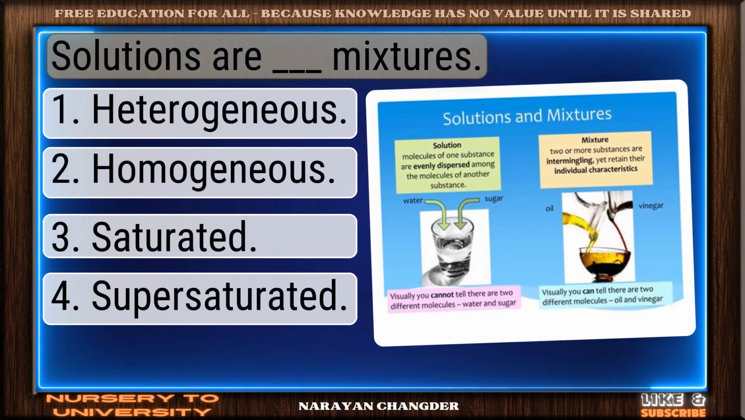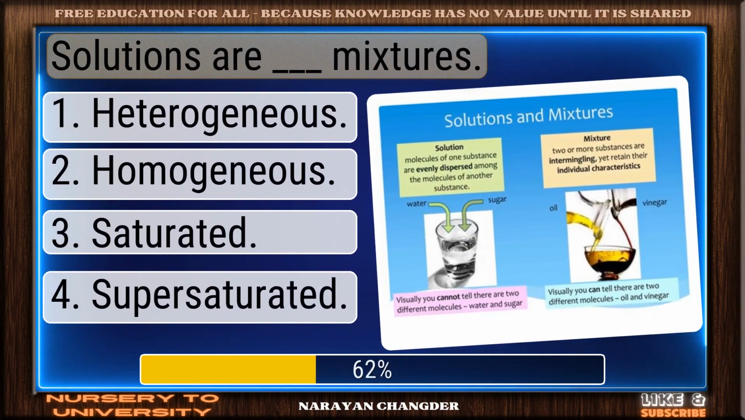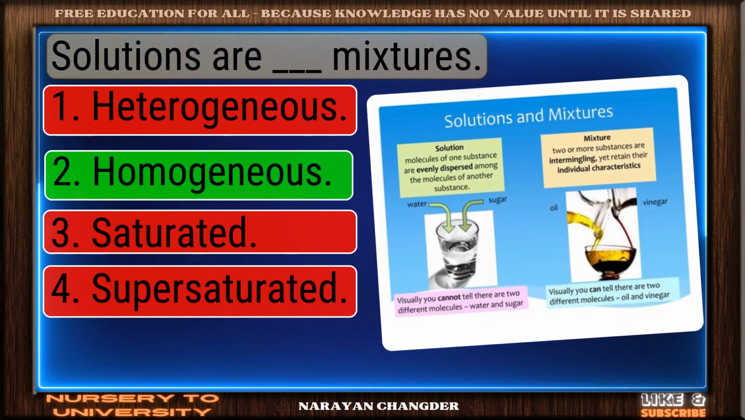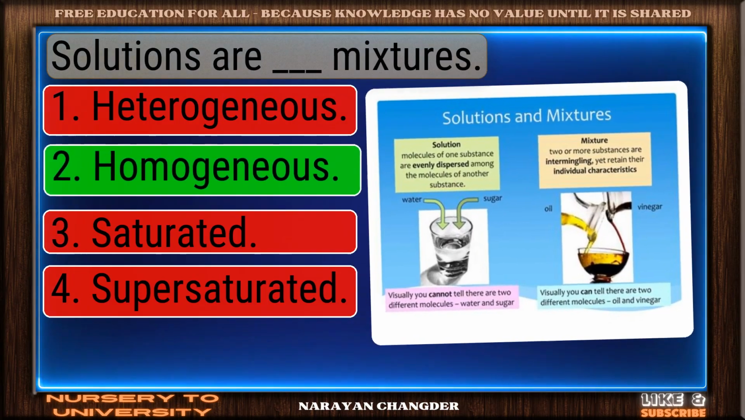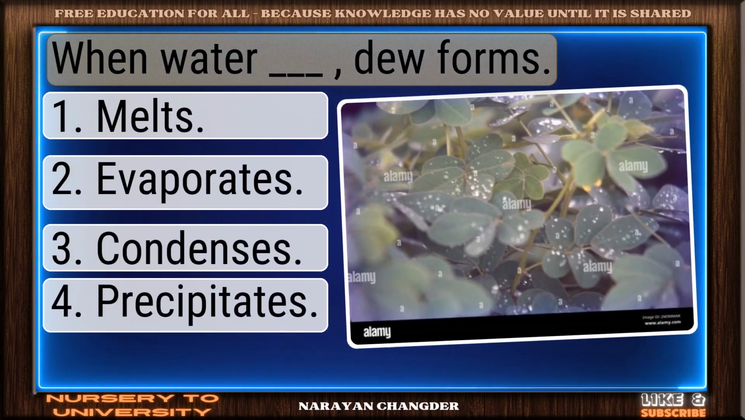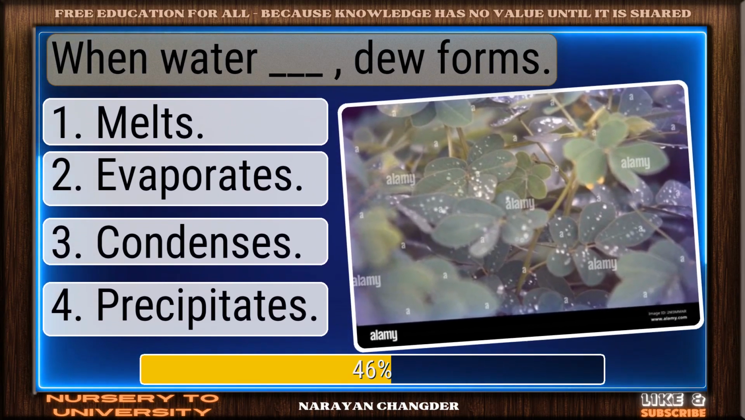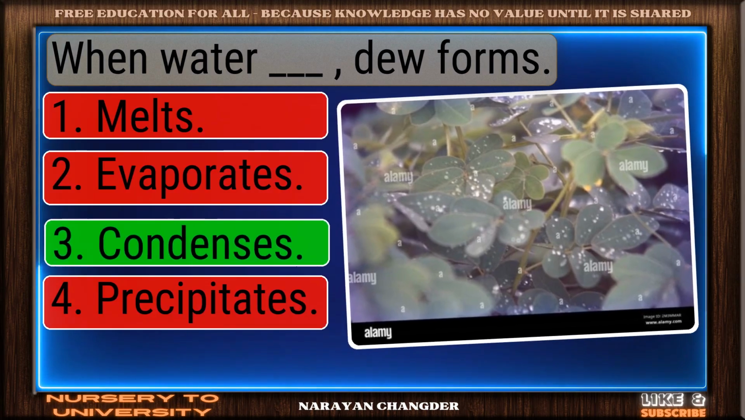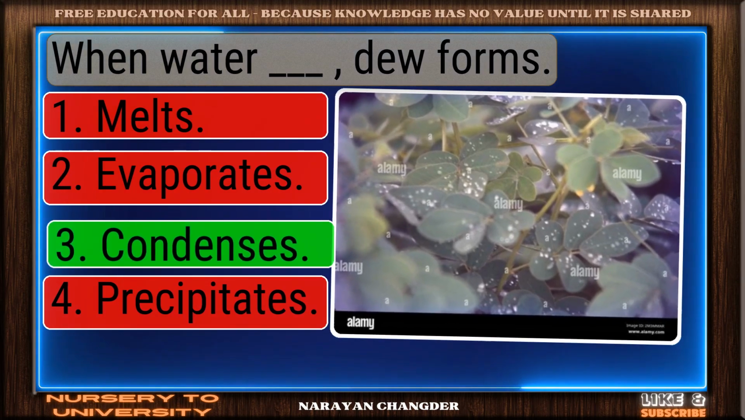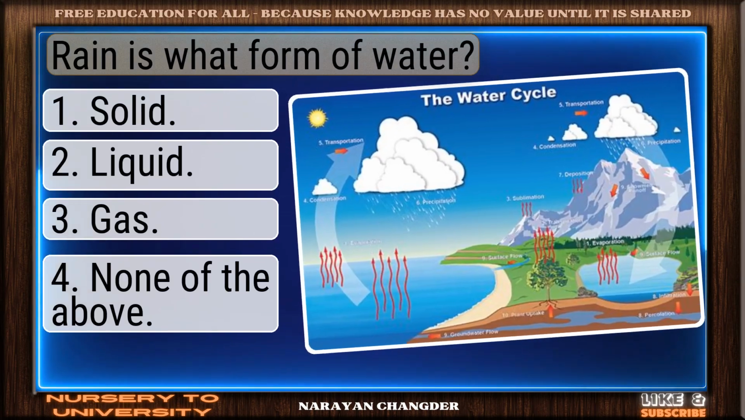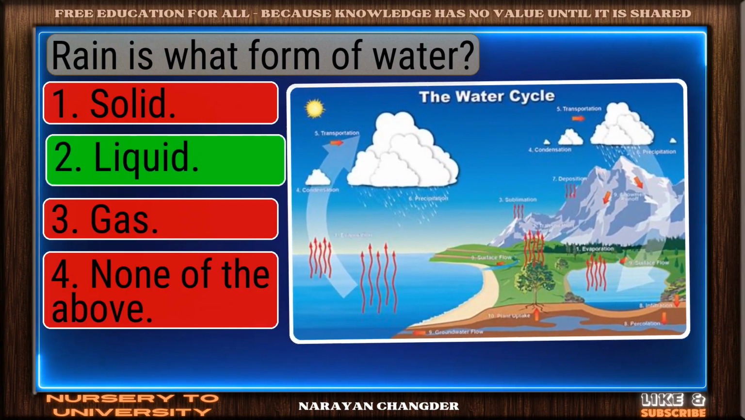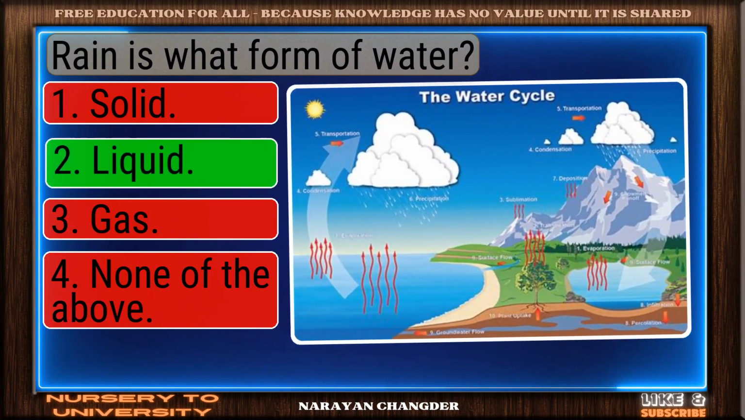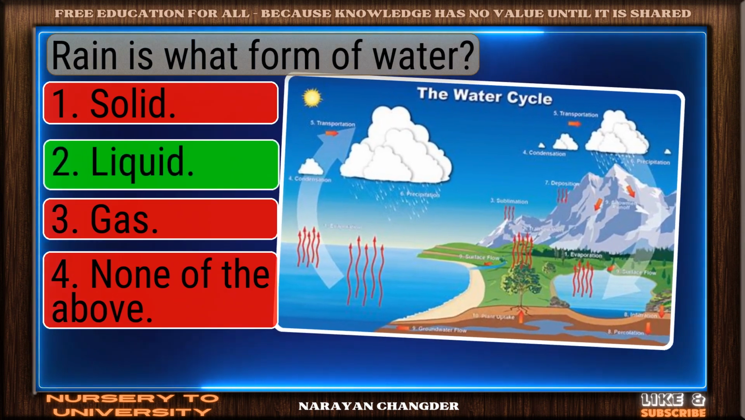Solutions are dash mixtures. Clear logic. Your choice homogeneous is sound and 100% true. When water vapor cools, it dash. Smart move. Condenses is an accurate answer. Rain is what form of water? Good job. Your answer liquid works well here.